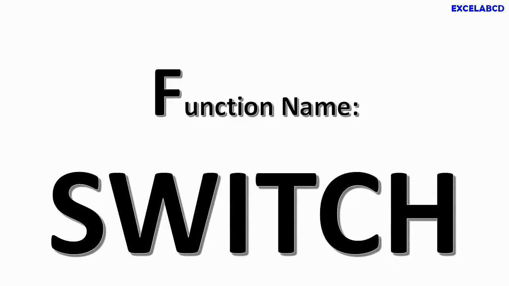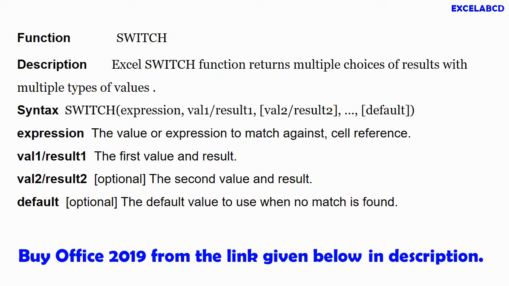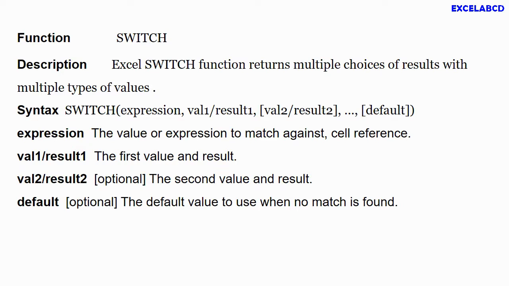What is the function SWITCH? This is a new function in Excel. You can get this function in Office 365 and Excel 2019. The Excel SWITCH function returns multiple choices of results with multiple types of values. But what does it mean? Just reading out the definition doesn't make it clear until we see an example in a worksheet.